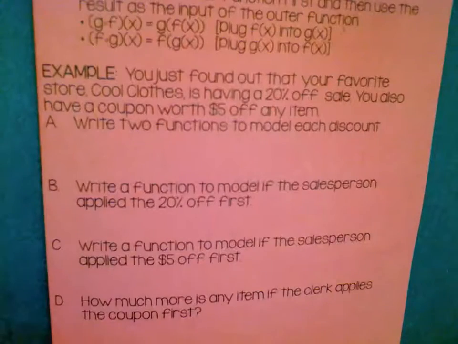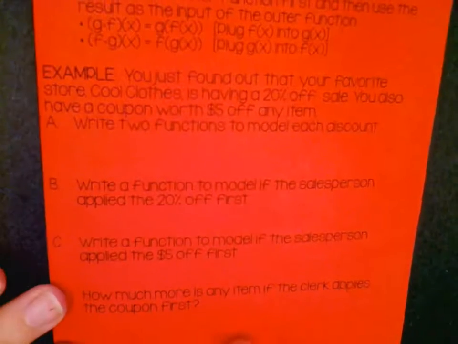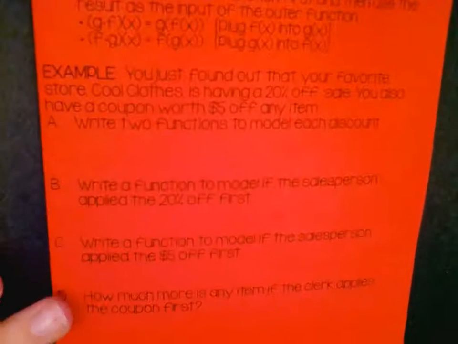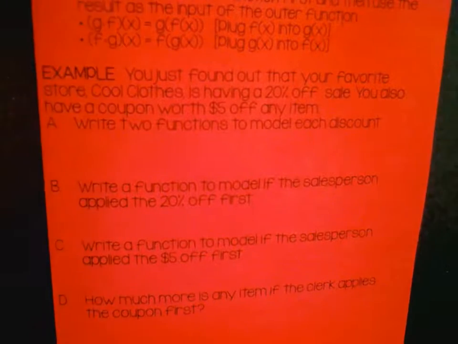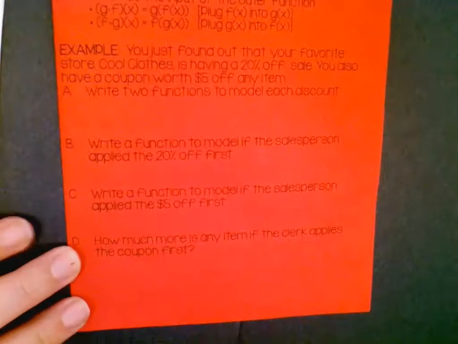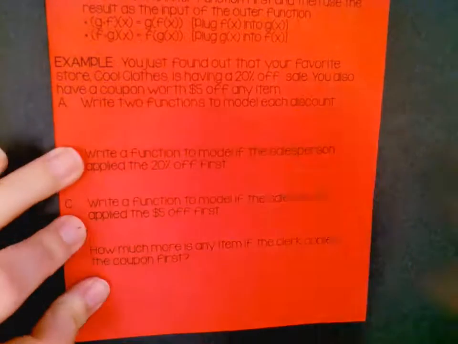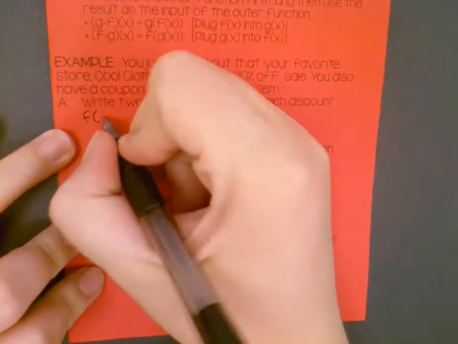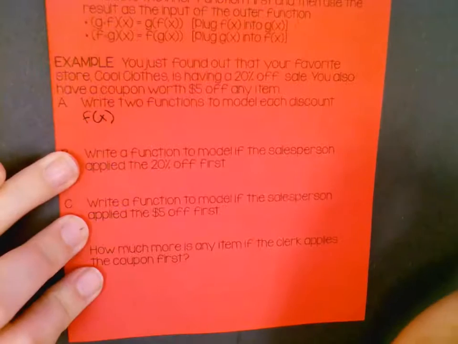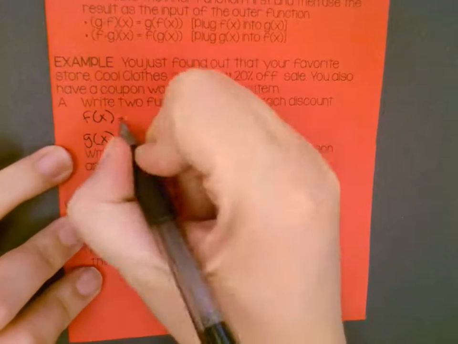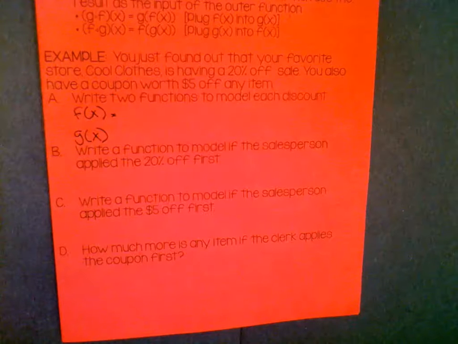So let's do this example. This is like a real world application of why we would have this. It says that we find out that our favorite store, which is called Cool Clothes, is having a 20% off sale. And we have a coupon that's worth $5 off any item. So we have two different discounts. I'm going to say that F is going to be the 20% off, and G is going to be the coupon. So we want to write a function to model it.